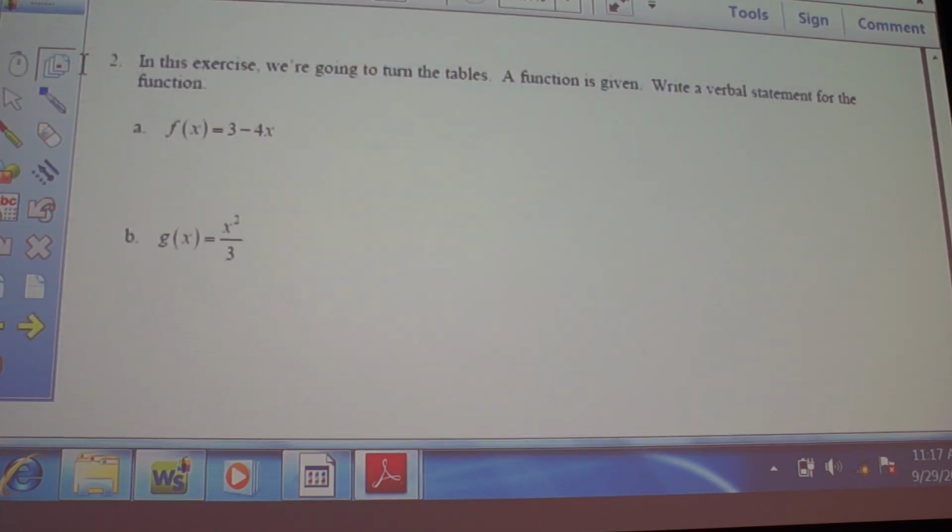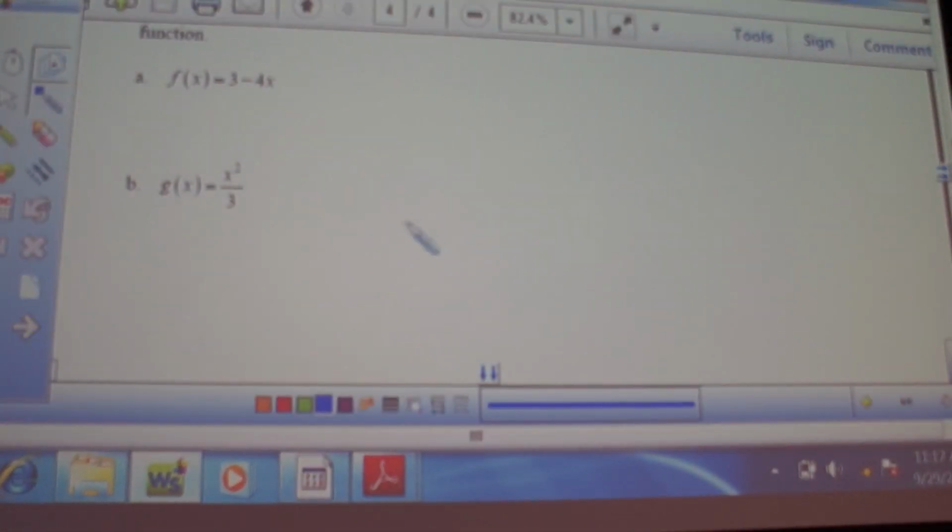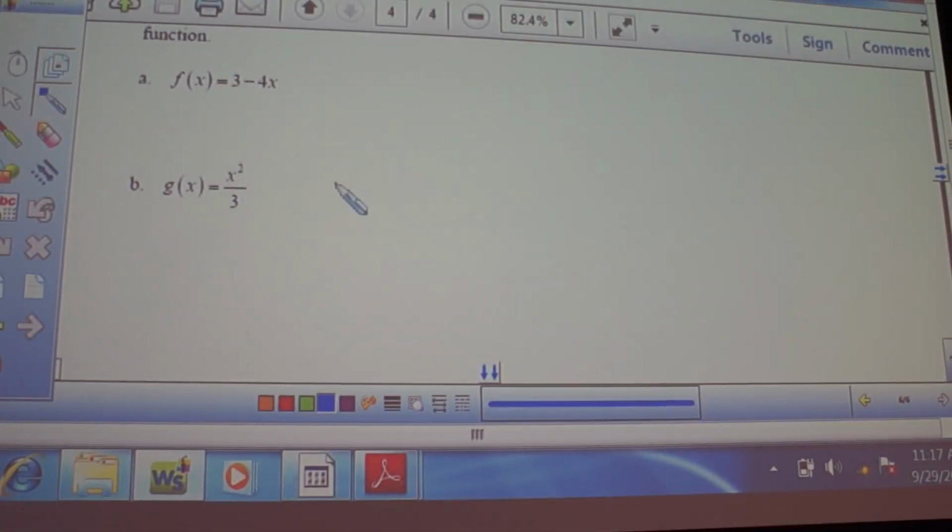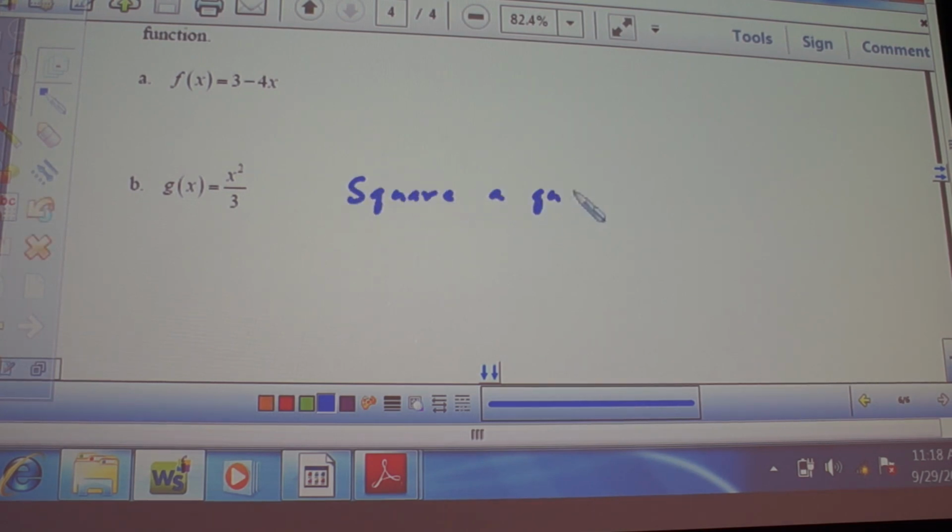Okay, let's take a look at the last one. Here, what are we doing with x? Quantity squared? Yep, we're squaring a quantity. And then what? Someone else, someone on that side of the room. Divided by 3? Yep. And then divide it by 3.